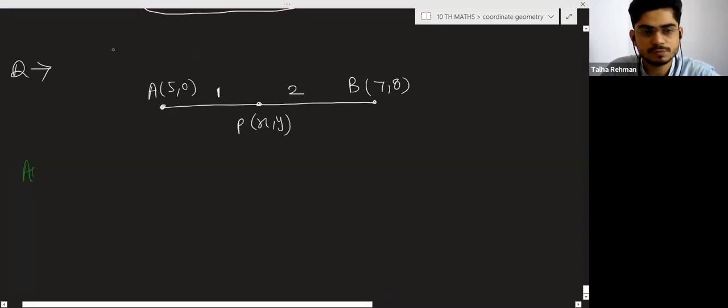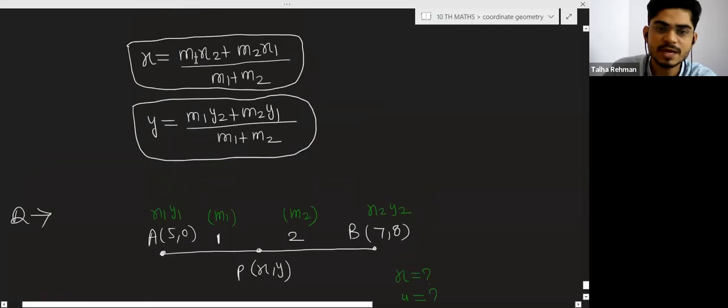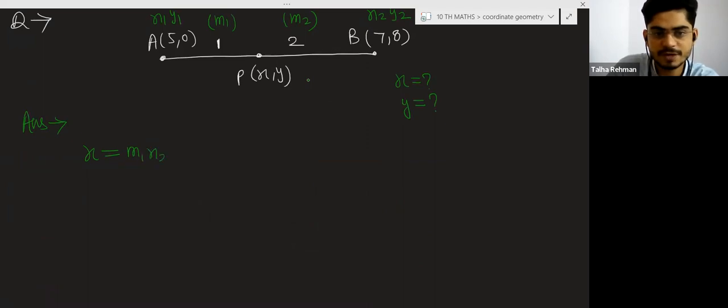So what you will do, this is m1, this is m2, this is x1 y1, x2 y2, and this is x and y. Now you will apply the section formula. We have to find the value of x and the value of y. For finding x, see the formula: m1 x2 plus m2 x1 divided by m1 plus m2.